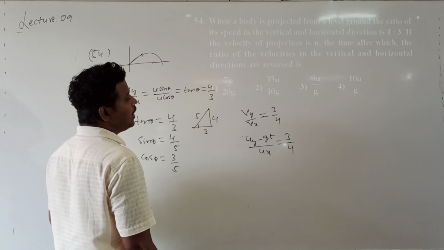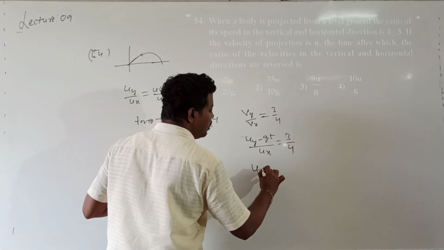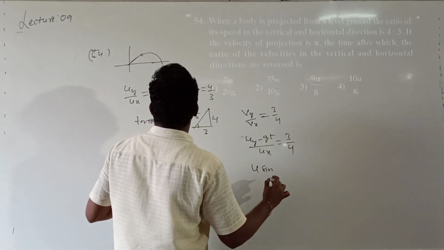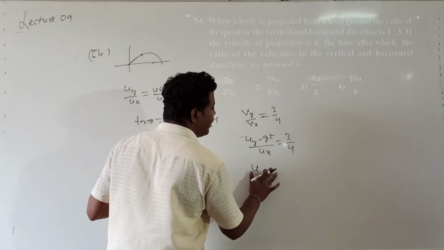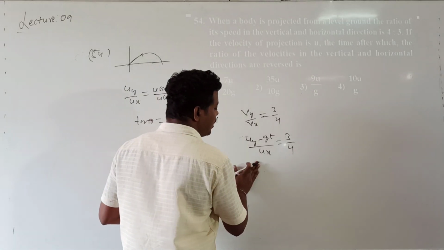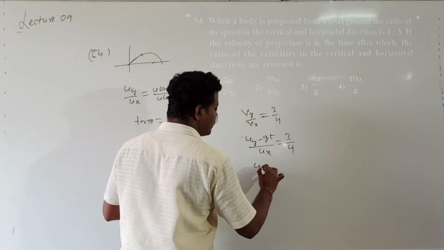So what is the time value? So u_y value, u into sin of the angle of projection. We already know the sin theta value. So I will cross multiply first. Then what will I get?